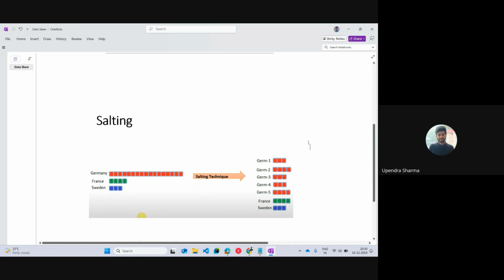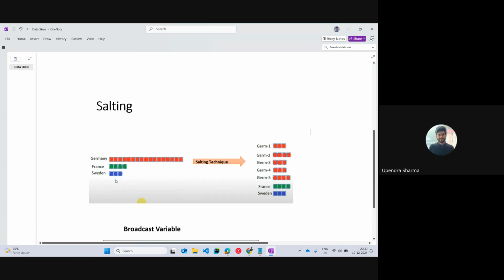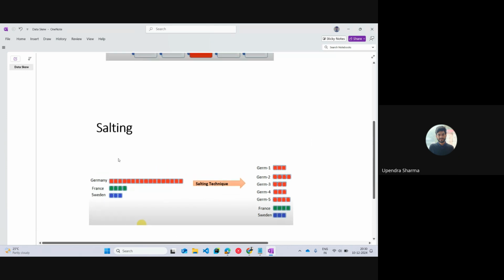Now, the first solution could be a sorting technique. Here in this image, as we can see, we have three different data sets. One is for Germany, second is for France, third is for Sweden. You can think of it as the same example which I was giving earlier in the aggregation. Let's say we have data for each country. For Germany, we have this many consumers. From France, we have this many consumers. From Sweden, we have this many consumers.